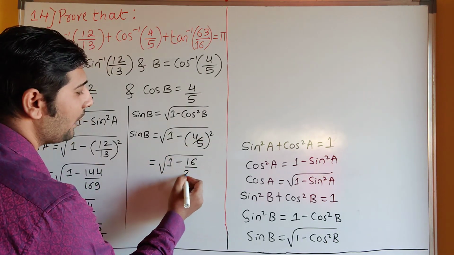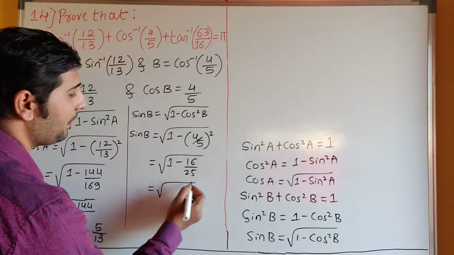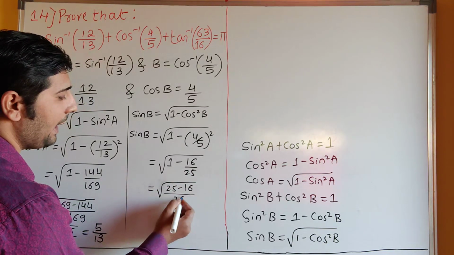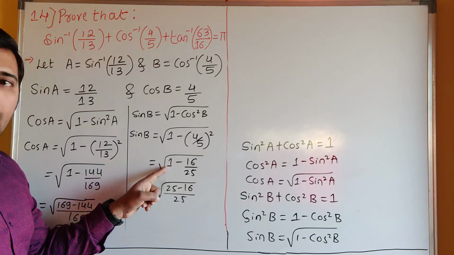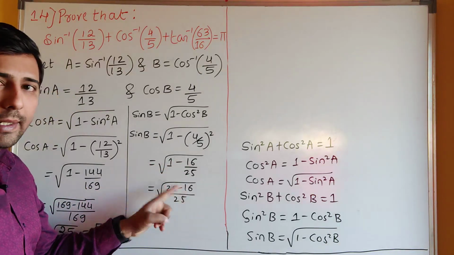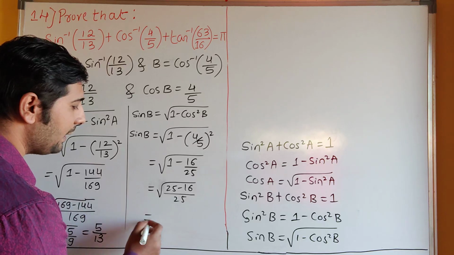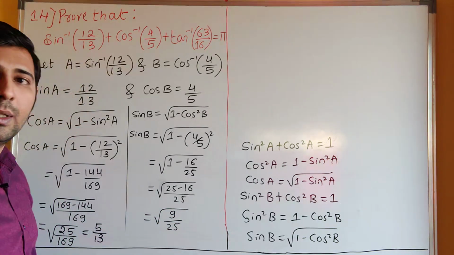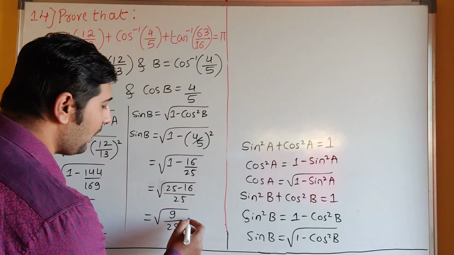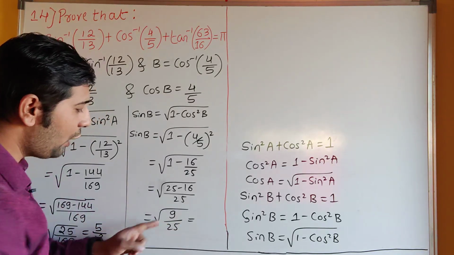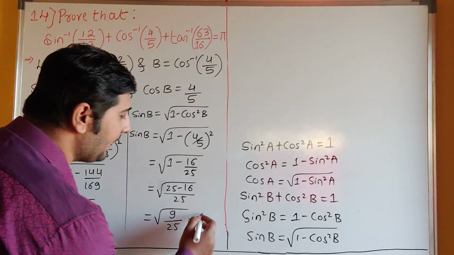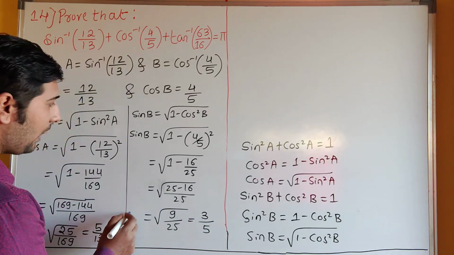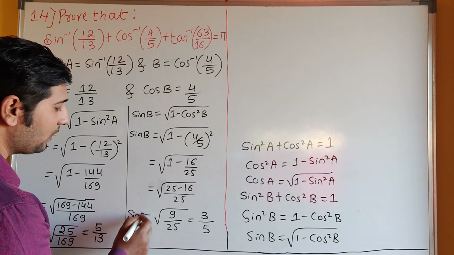5 square is 25. Now again cross multiply, 25 into 1. 25 minus 16 whole divided by 25. 25 minus 16 is how much? That will become 9. 9 divided by 25. So root 9 is how much, dear students? Root belongs to 9 also, 25 also. Root 9 is 3. Root 25 is 5, dear students. So I got the value of sin B also.